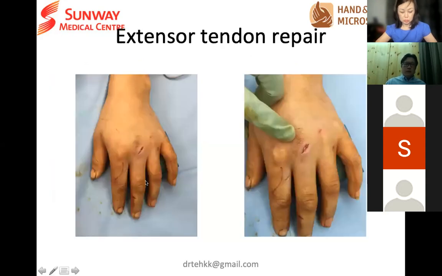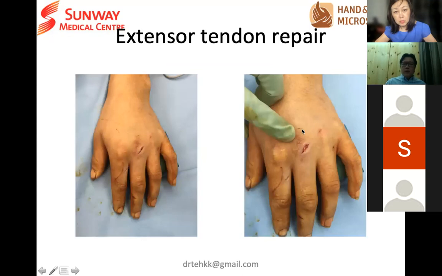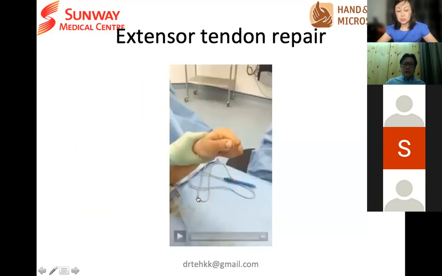Again, tendon repair. If you see this photo, this is just a small little cut. Again, people should be aware that small cuts like this don't mean it's only a minor injury. If you look into the wound, then you will see that the tendon is actually cut. But if you are a GP in the clinic, it's very hard for you to make the diagnosis, and sometimes you can miss this. And if you see this video, I'm going to show you next.